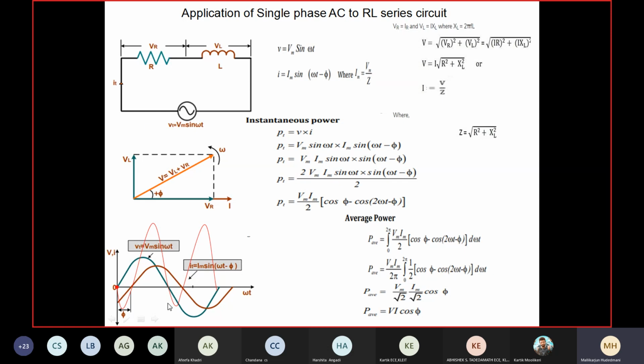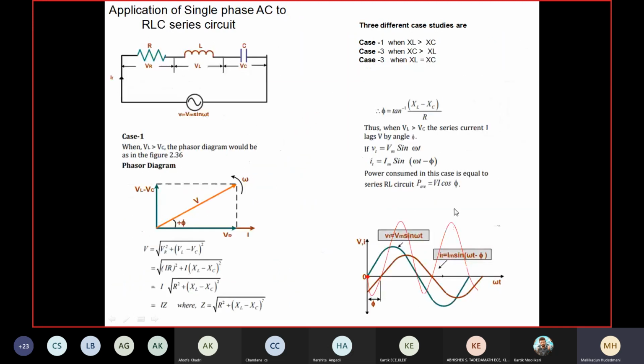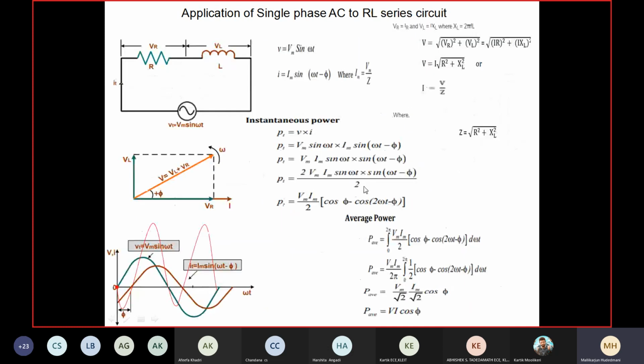Then over a cycle of observation, one cycle, for net power I'll be integrating it. You can see integration 1 by 2 pi, Vm Im by 2, cos phi minus cos(2 omega t minus phi) d omega t. This work is just a replacement over here. I have to draw it here, I have to solve here. That I have not done because we have already studied the RL series circuit. This average power calculation by integration stands as Vm by root 2, Im by root 2, cos phi, which stands as VI cos phi.